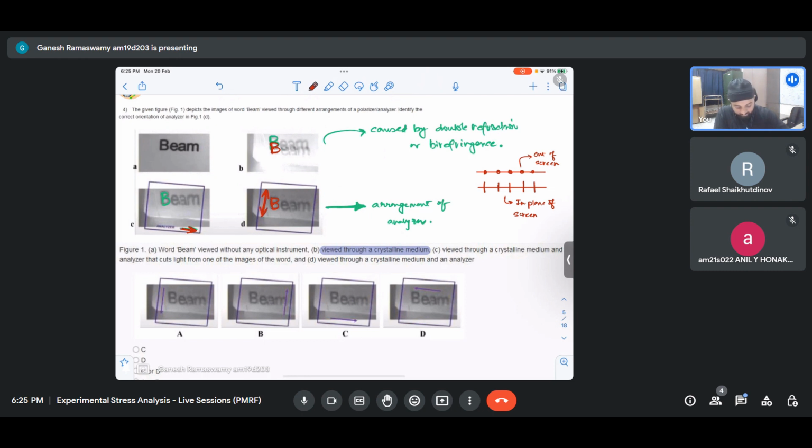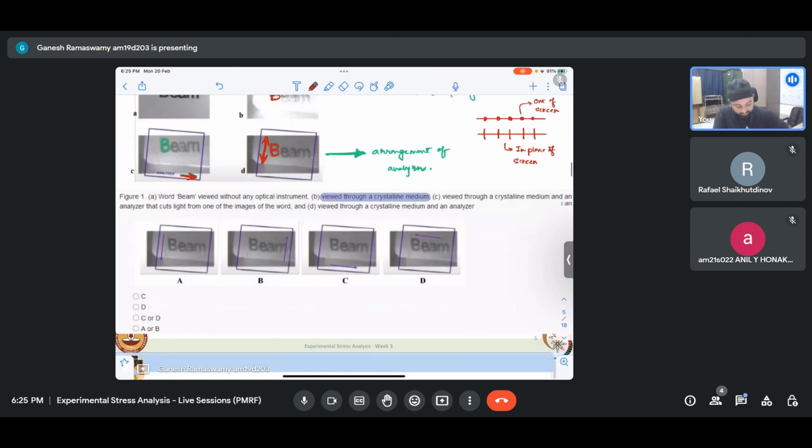Ideally, I should be drawing it this way. That is a double-headed arrow along that direction, the light will get passed. So it could be A, B, C and D can't be the option. C, we have already seen that it is used in C, and D is the same thing as C. So it could be A or B.